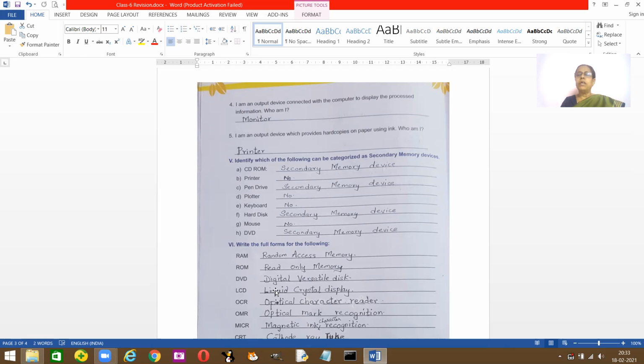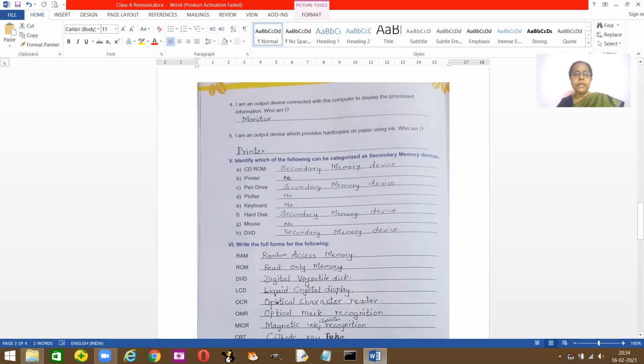Keyboard is just used for giving instructions to the computer with the input device like the keyboard. So the answer is no again. Hard disk, yes, you save information, your programs in the hard disk. It's a secondary memory device. Mouse, no. Mouse is an input device. DVD, yes, you can store your information in the DVD. So the secondary devices given here are the CD-ROM, pen drive, hard disk, and the DVD.